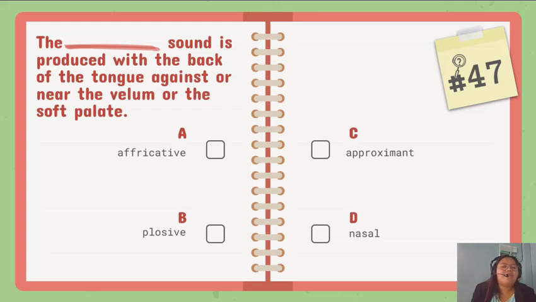Number 47. The blank sound is produced with the back of the tongue against or near the velum or the soft palate. A. Affricative, B. Plosive, C. Approximant, or D. Nasal. The correct answer is C. Approximant. It is the sound formed by the constriction of the vocal tract, but with no obstruction of the vocal tract, which means that the articulators have enough space between them to allow the airstream through with no audible friction.